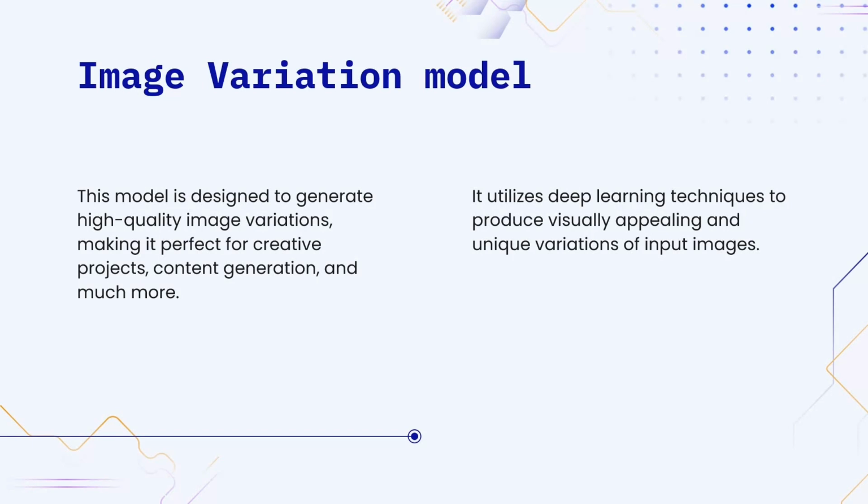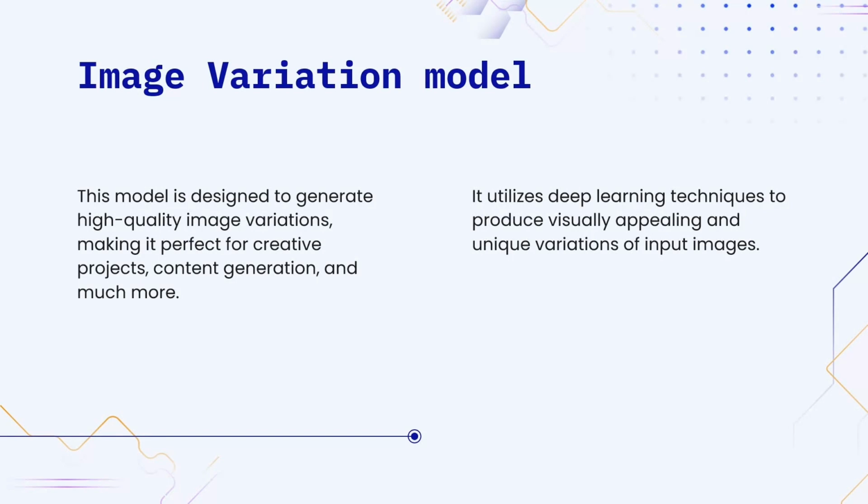So, the model uses a form of deep learning called diffusion models, which iteratively refines a noisy image until it becomes a clear, coherent image variation. This process mimics the way an artist might refine a rough sketch into a detailed artwork. The model is trained on a diverse dataset of images, learning to understand and recreate various styles, patterns, and details. This extensive training allows it to produce visually appealing and unique variations that stay true to the original image's essence while introducing creative elements.